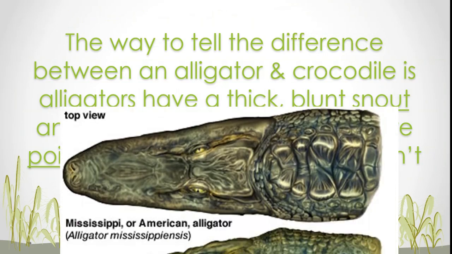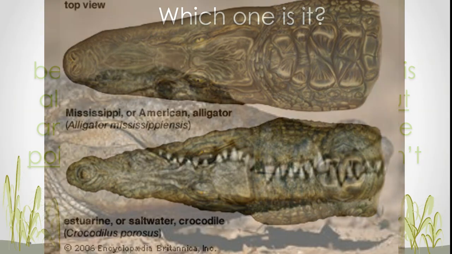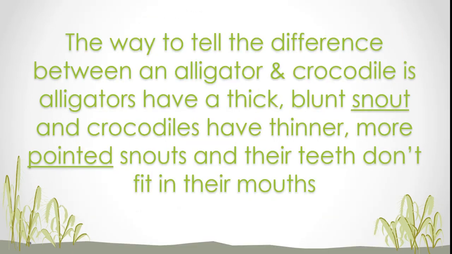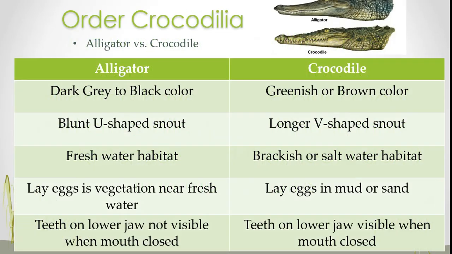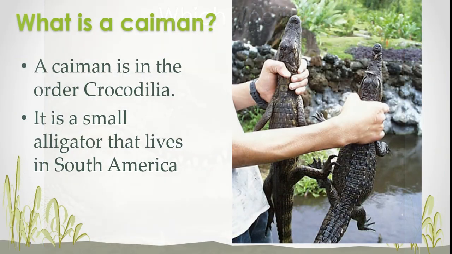All right, so do I have the picture? Okay, here's the picture from the top. The Mississippi American alligator, U-shaped, where the saltwater crocodile, V-shaped. And then, which one is it? The mouth is closed. Can we see the lower teeth? Yes. So which one is it? Crocodile, right? Am I right? Let's go back. Yes, crocodile. I get that mixed up sometimes, y'all.